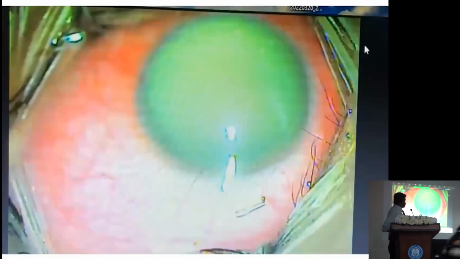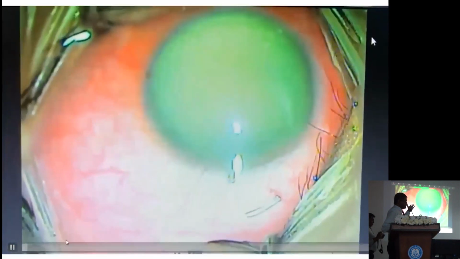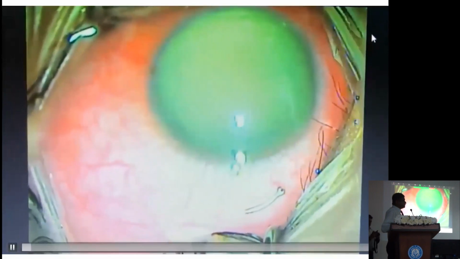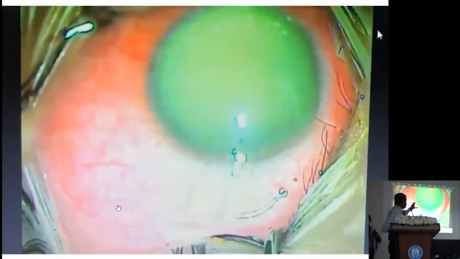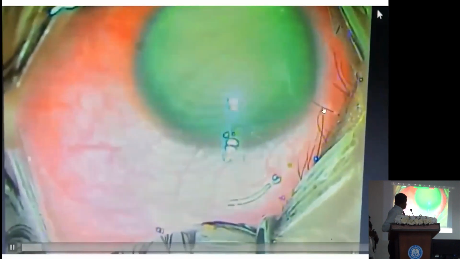Before I begin, just have a look at this. This is an eye. I operated on this kid a few months back. This is an endophthalmologist's view, right? The greenish hue you see is fluorescent dye, which we put to examine the cornea.